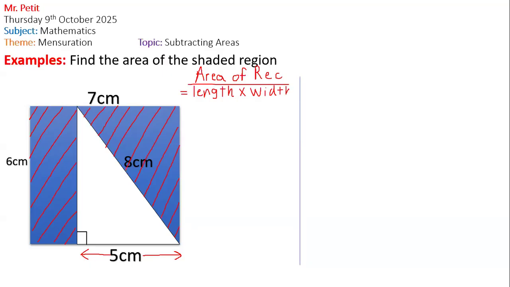Now, what is the length of this rectangle? Anyone can answer. Is the length 6 centimeters? No, the length is not 6. Is it 5? The length is not 5. The length is 7. Thank you. Very good. 7 centimeters. 5 refers to the triangle only. We don't worry about that. We're not dealing with the triangle now.